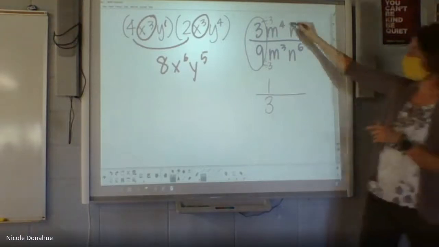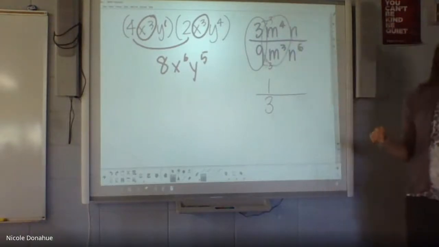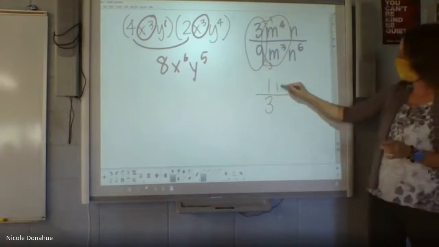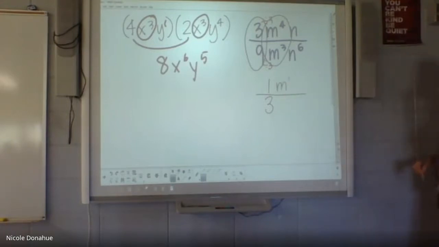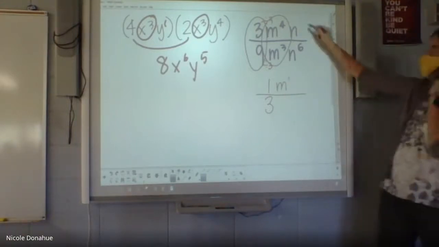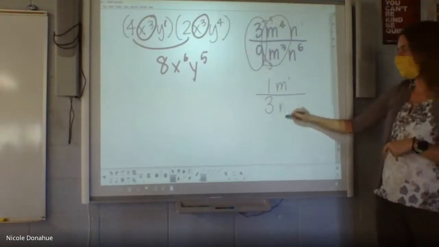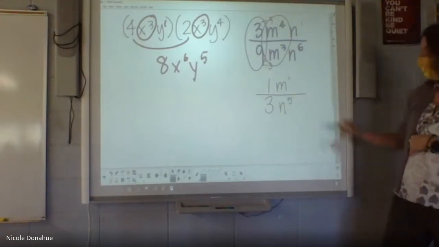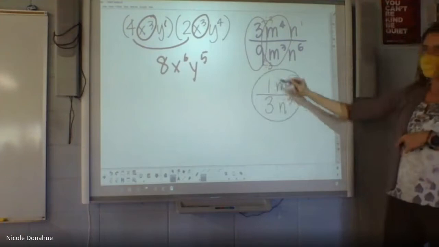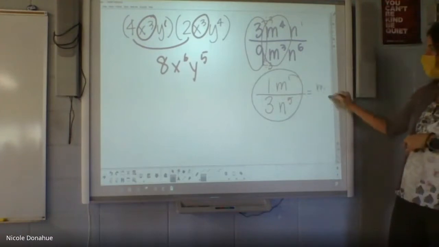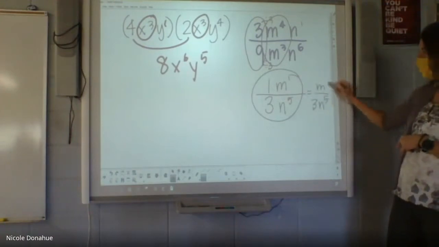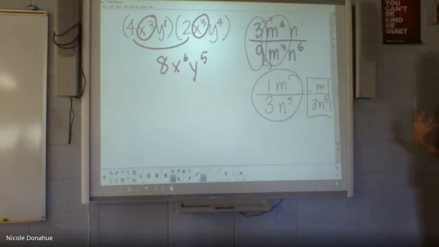Then I look at the n's. There's more on the top than the bottom. There's one more. So n to the first. And I look at the m's. There's only one on the top, but 6 on the bottom. So there's 5 more on the bottom. So you could leave it like this, or you don't even need the 1 there. You can just have m over 3 n to the 5th. It doesn't matter. They're the same.